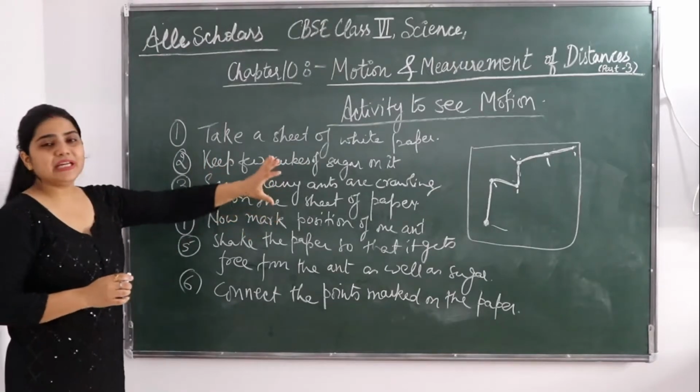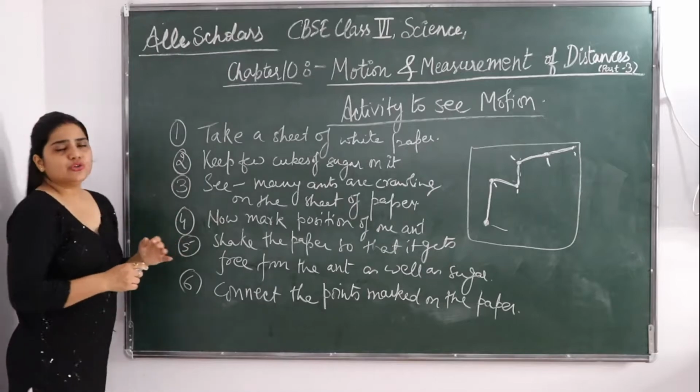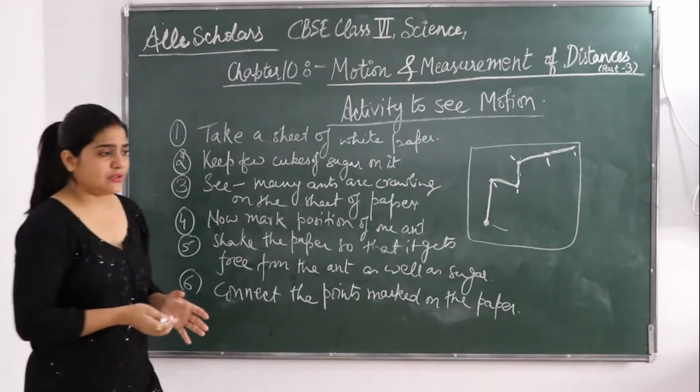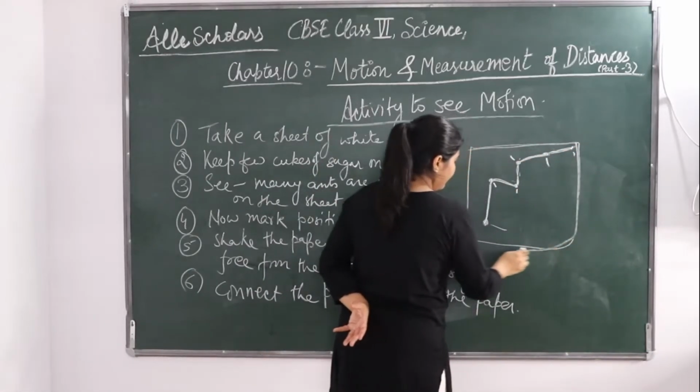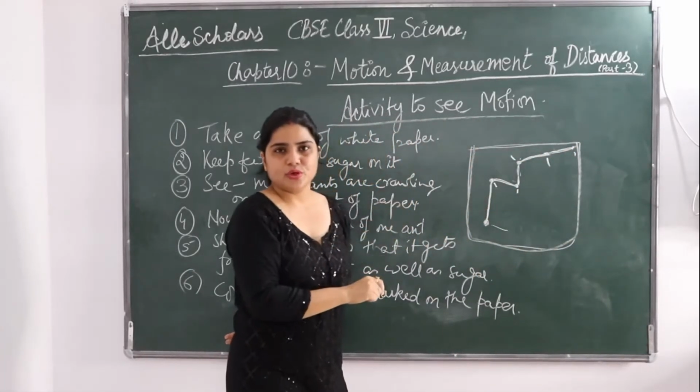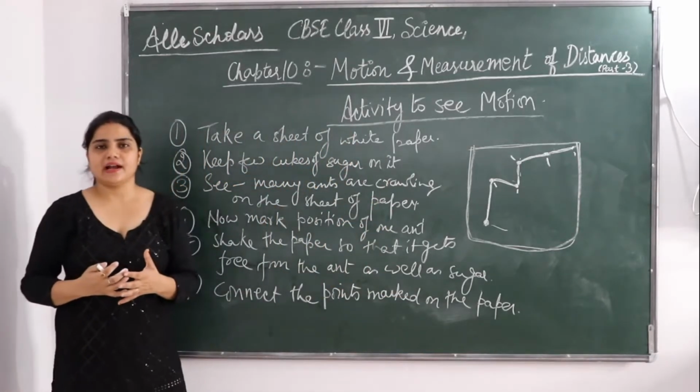So this shows us that the ant has motion. It is a very good activity for motion. You need not do much work. The only thing you have to take is a sheet of paper, put some sugar cubes on it, and keep that in an area where you can attract some ants.